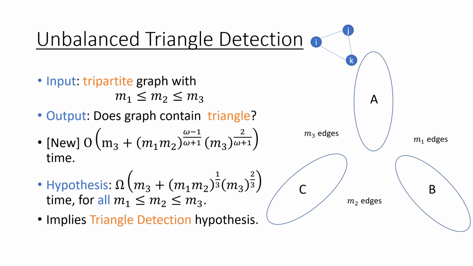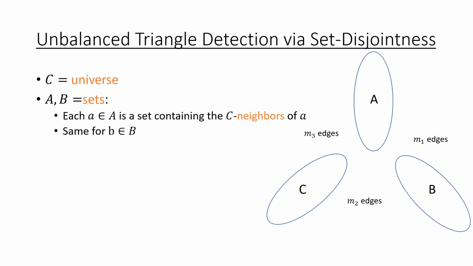One possible motivation for believing the unbalanced triangle detection hypothesis is that this hypothesis implies the standard triangle detection hypothesis. To see this, just set M1 to be the same as M2 and the same as M3. If we believe the unbalanced triangle detection hypothesis, then the following reduction from unbalanced triangle detection to set disjointness closes the remaining gap. The reduction works as follows.